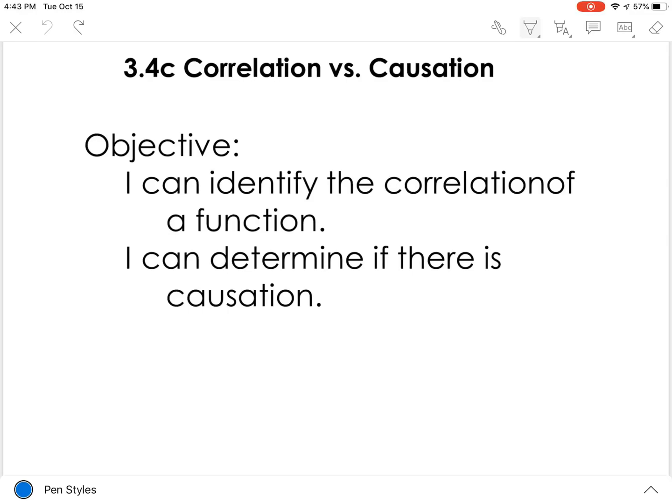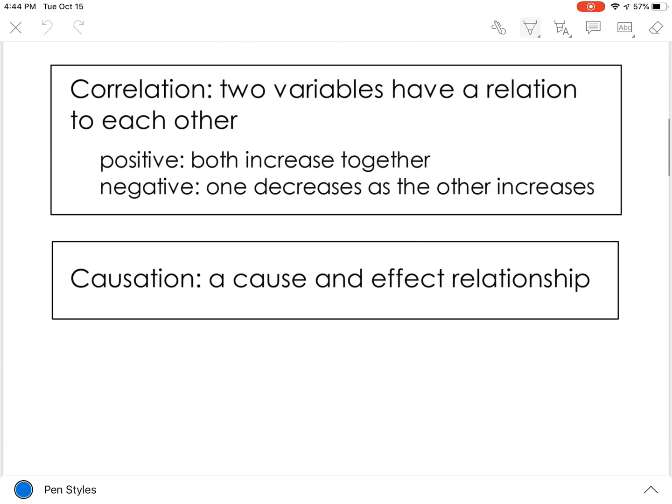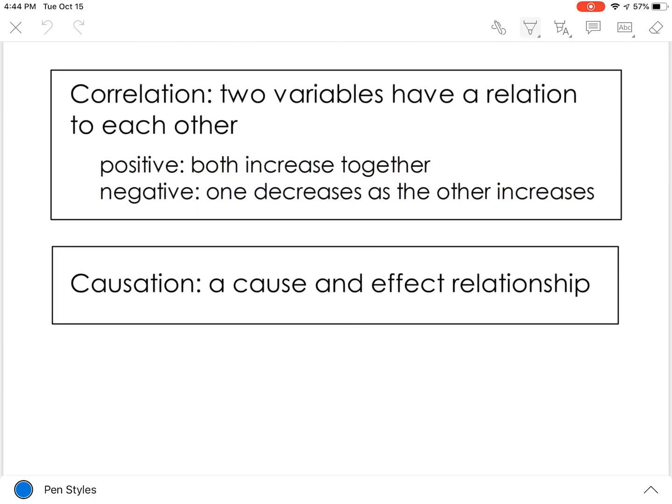3.4c is on correlation versus causation. So we've already talked about the correlation coefficient, and now we're going to talk about something called causation. Correlation is when two variables have a relationship to each other. If it's positive, as x increases, y increases. If it's negative, as one of them decreases, the other increases. Okay, so that's our correlation.